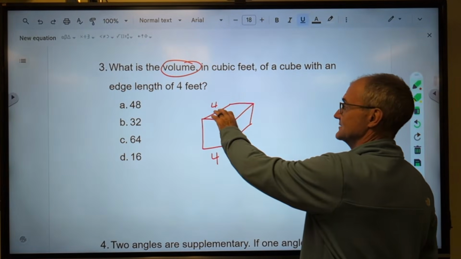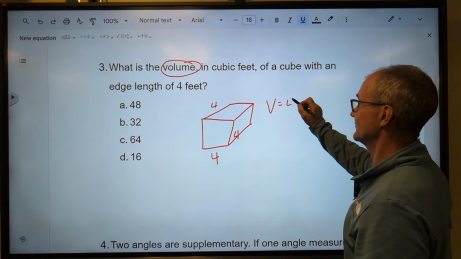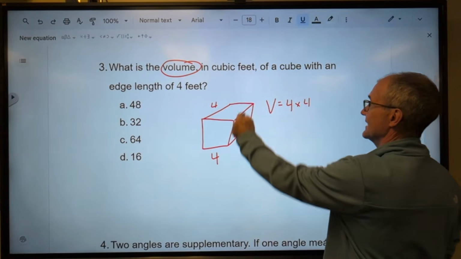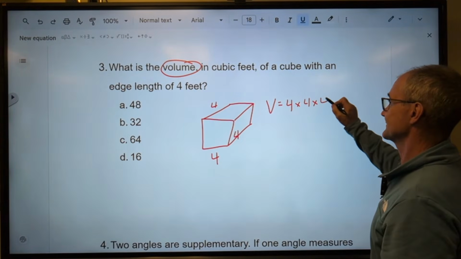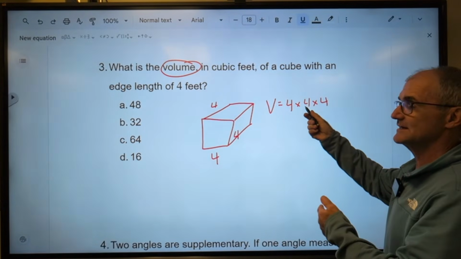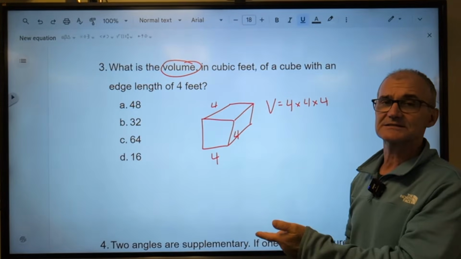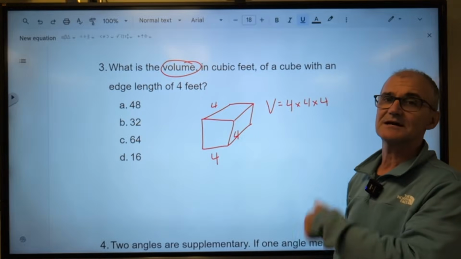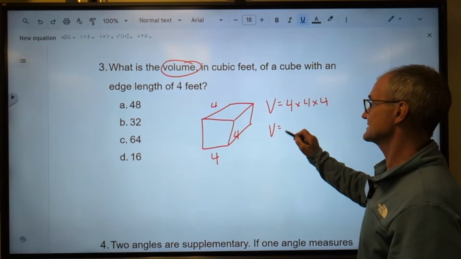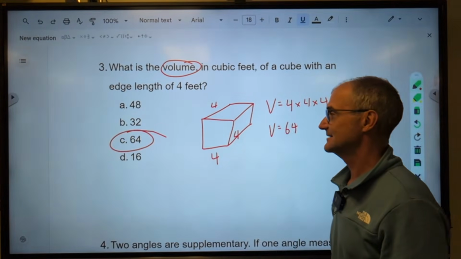Sentence to picture, picture to equation. Well, volume is equal to 4 times 4, the face area, times the depth. Again, multiplication is commutative, so I'm going to just go 4 times 4, 16. 16 times 4, I could do that in my head by doubling 16, 32, doubling it again, 64. So the volume is equal to 64, and the correct answer is answer C right there.